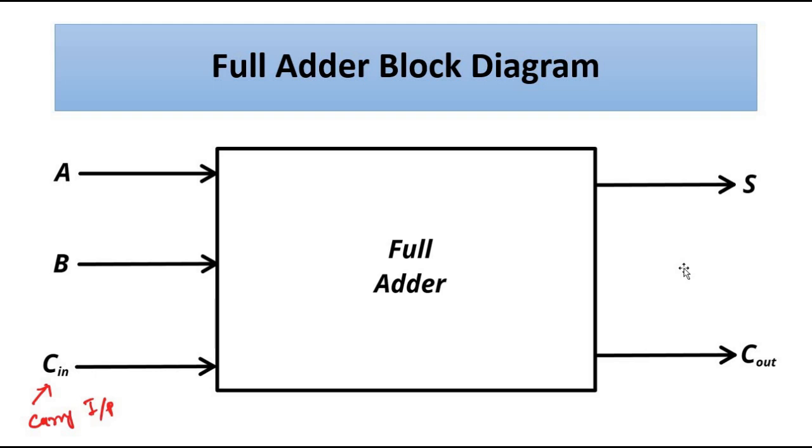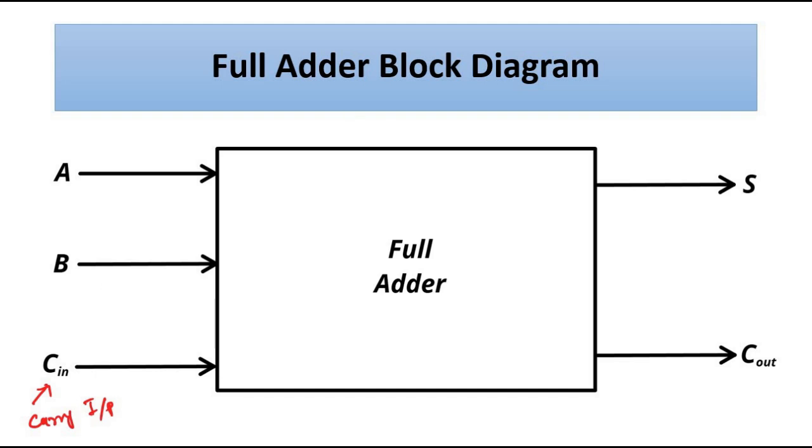So this is what the respective input and output lines or bit lines represent. A, B represent the 2 normal bits to be added as usual, as was the case in half adder. Cin is the input carry, the carry at the input side. S is the result of the addition operation, the 3-bit addition operation, and Cout is the carry which is generated at the output side.